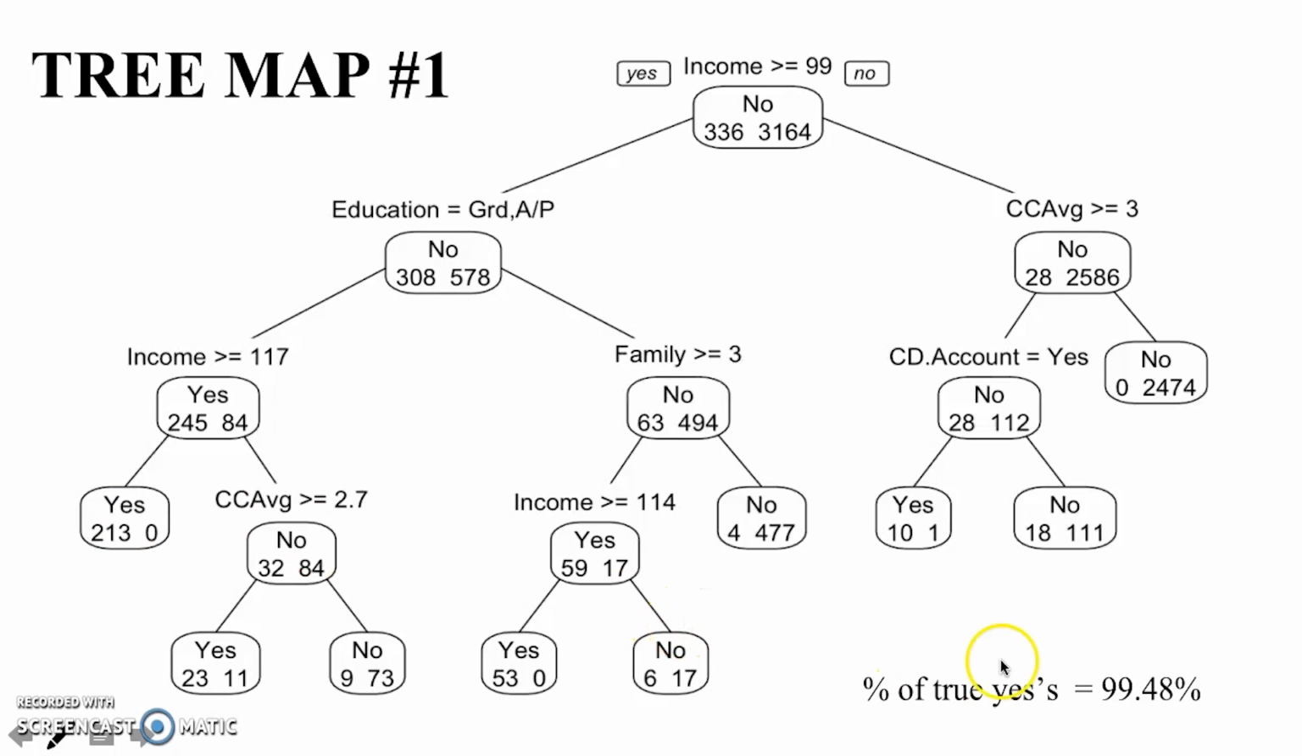And then we see over here the percent of true yeses is 99.48%. This represents the specificity of the model, or how many people, when we test the model with our actual data set, did the model spit out the true value. So here that's a pretty high ranking.